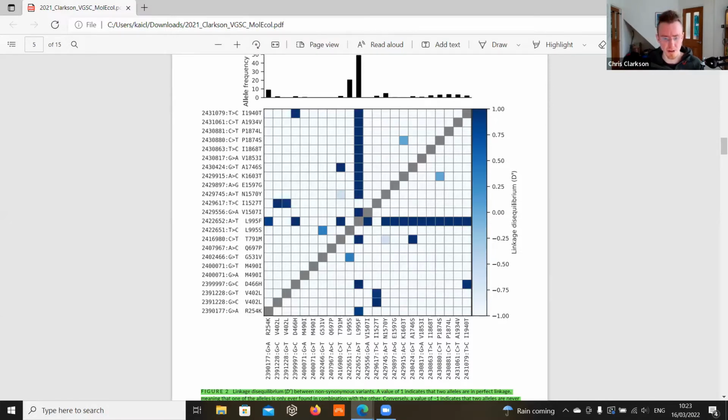So what else have we got here? We can see things that we expected, for example, on this plot. N1570Y, we expect to always be on a 995F background. And there we can see it is. It's basically almost 100% of the time you find 995F with 1570Y. And then we find all these other mutations also only with 995F.